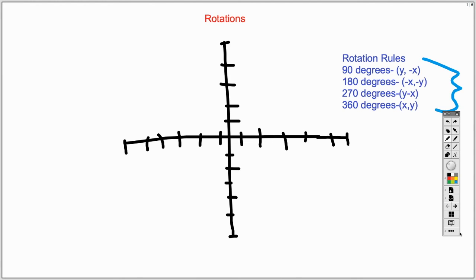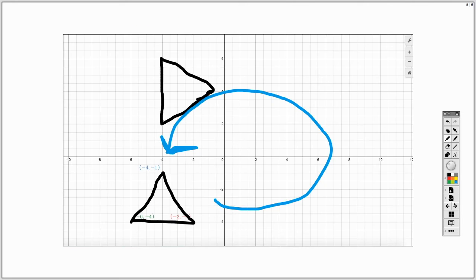The formula for it is (y, -x). So the rule is (y, -x). And let's see if our coordinates work. Let's take a point like this. We have here (-4, 1). So that would mean that my point would flip and it would be (1, -4).